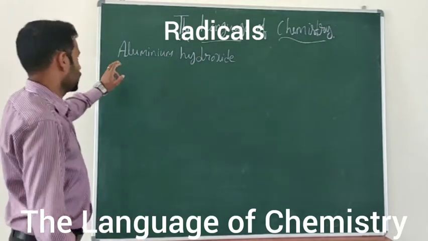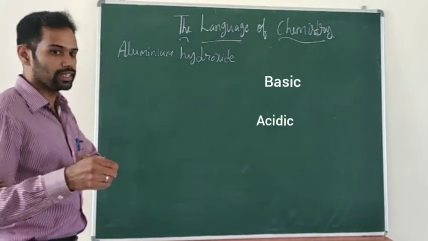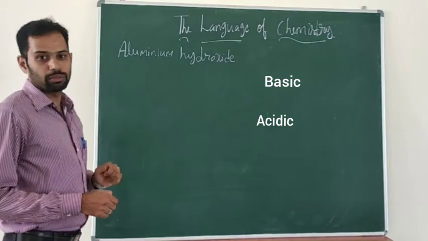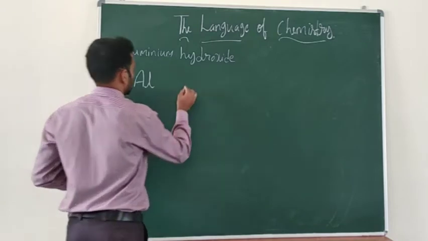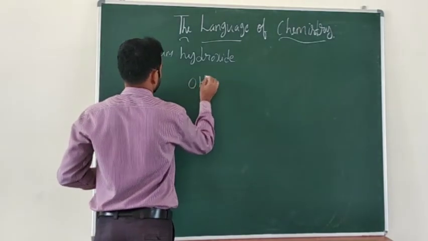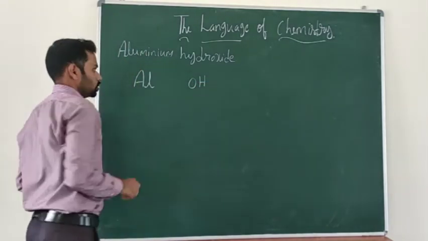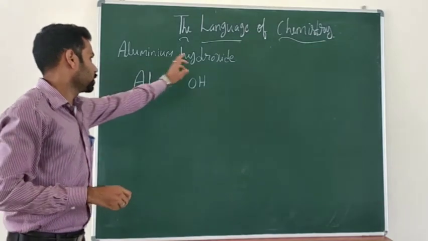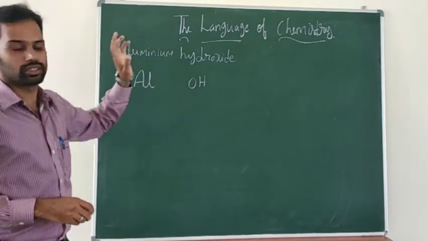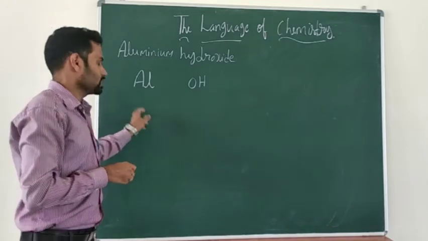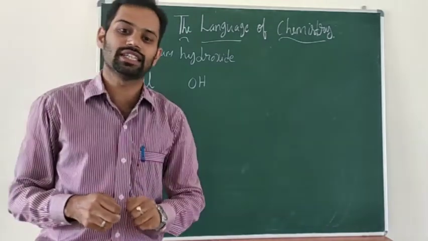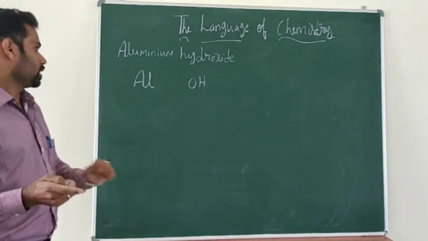So basic radical, then next step you should write the symbol of the basic radical. So aluminum, hydroxide, OH minus. So Al. So this is the symbol of aluminum and hydroxide, OH. So this is the basic radical and this one is the acidic radical. So then what is the next step? You should write the valencies of the basic radical as well as the acidic radical.